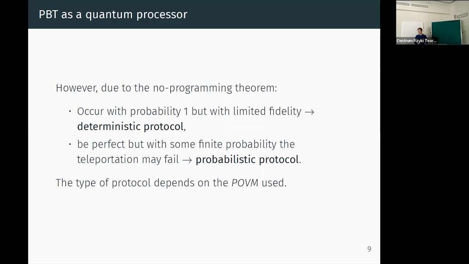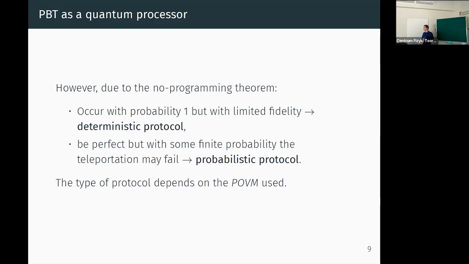And there are two possibilities. Either the teleportation occurs with unit probability, but the fidelity of the teleported state is limited. Or, on the other hand, the teleportation can be perfect, but we must take into account some limited probability of failure of the whole process.